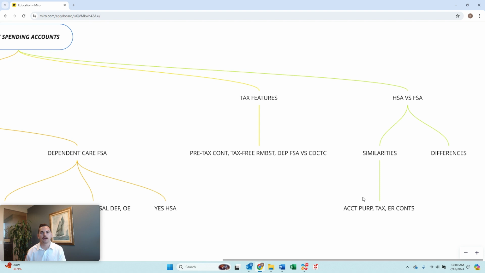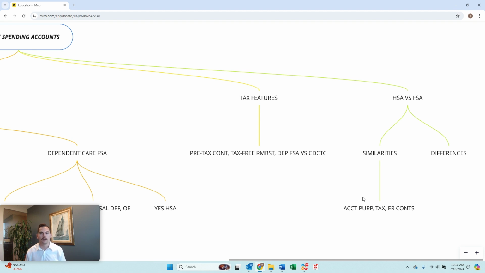The purpose of the HSA and FSA are pretty similar in the fact that you're putting money into an account to be used for medical expenses, with the exception of the dependent care FSA. Also, they have similar tax features. Money contributed to an HSA and money contributed to an FSA, you're going to reduce your taxes by those contributions. Additionally, as long as you use the money within that account for qualified medical expenses, that's going to be a tax-free withdrawal. So similar in that aspect.